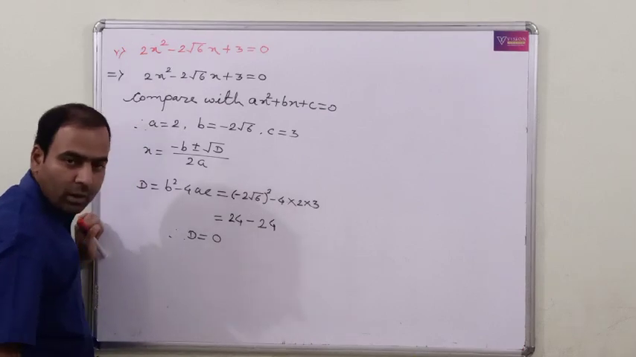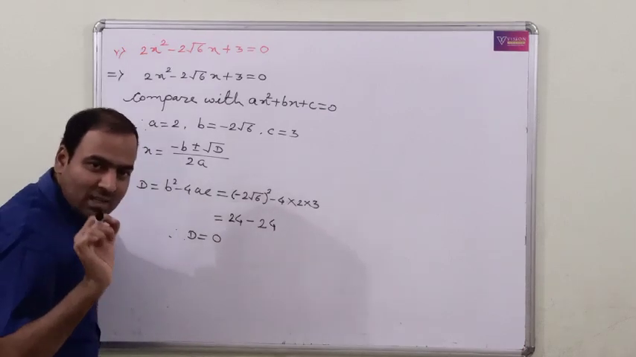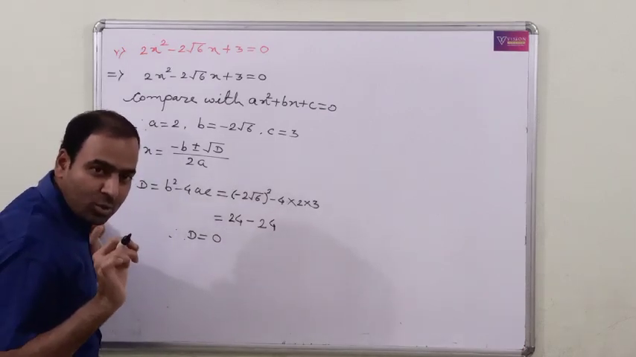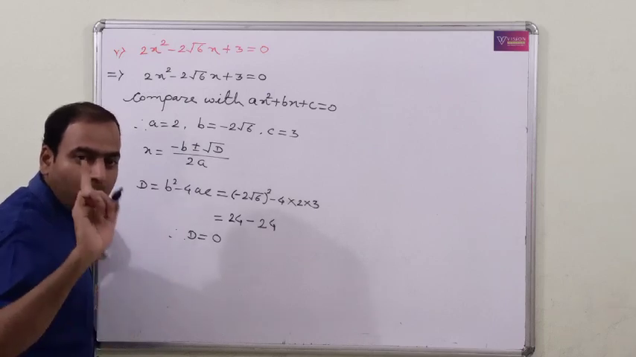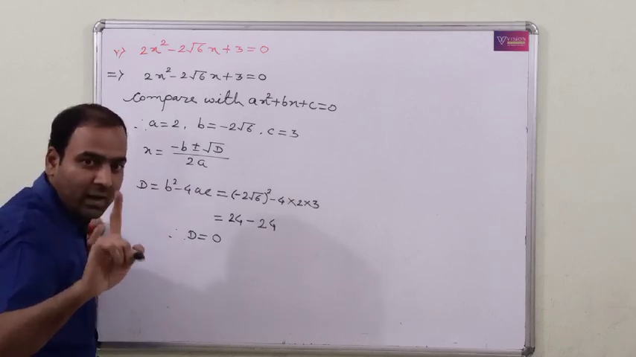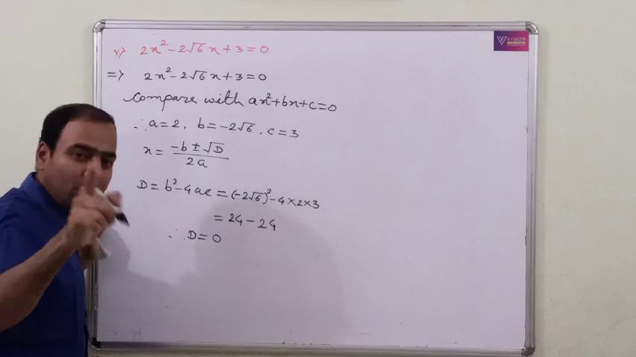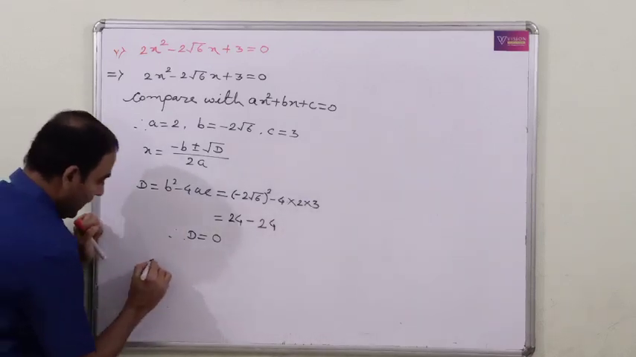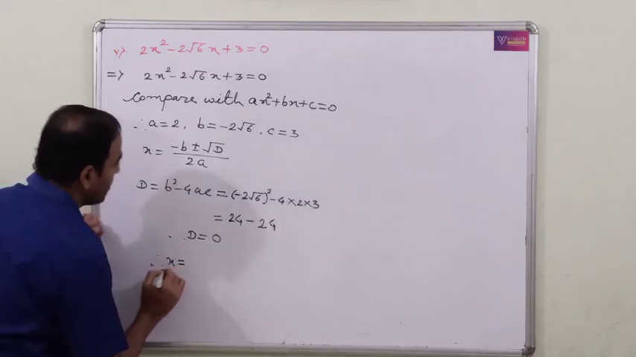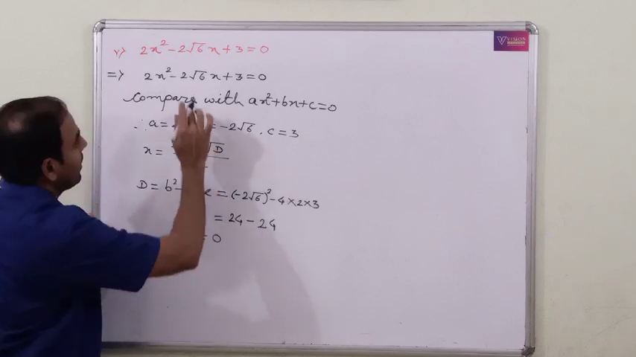0. ओके, लिसन, बहुत इंटरेस्टिंग है. If value of discriminant is 0, the equation has one root only. Real and equal बोलते हैं, it has a unique root. Okay, so therefore x is equals to minus b का वैल्यू क्या है?